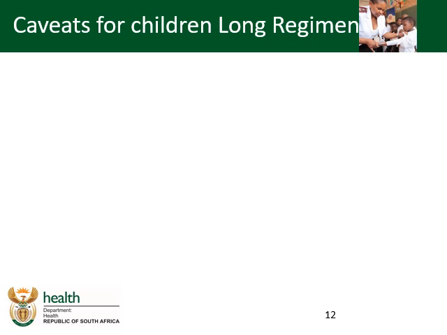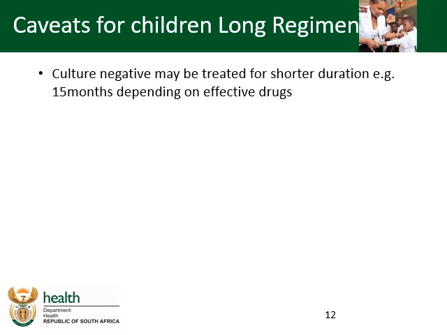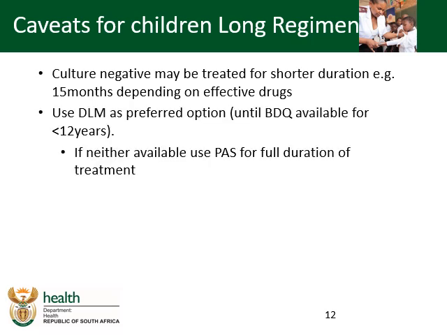So just to reiterate a few of the things we've discussed and a couple of new things. If you have a child who is culture negative throughout, is relatively well, maybe it was an MDR-TB dual mutation, for example, the child's doing very well otherwise, one can decide to give a shorter course, for example, 15 months, depending on if you've got a nice selection of effective drugs in that regimen. And we've already mentioned that you're going to use delamanid as your preferred option, and we're hoping bedaquiline is going to be available in the next year for our under 12-year-olds. Otherwise, when you use PAS, you use it for the full treatment, the full 18 to 20 months.